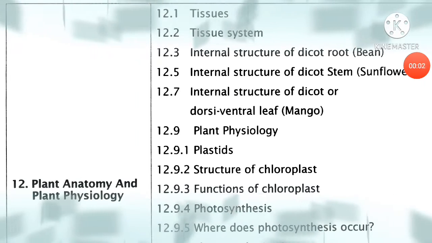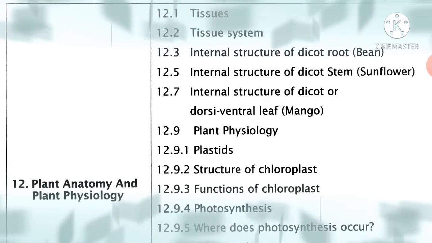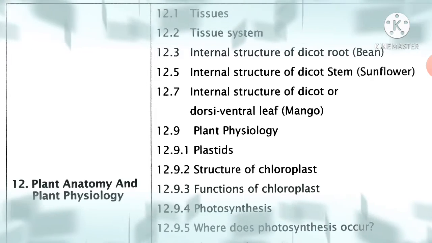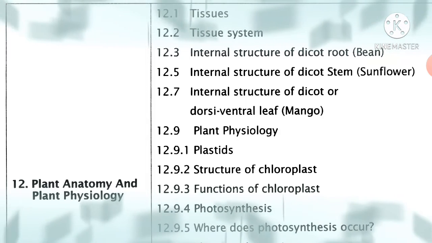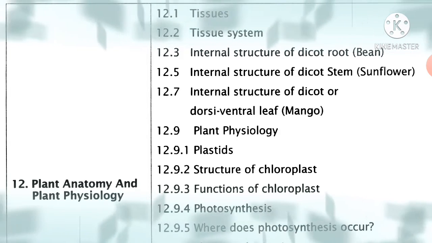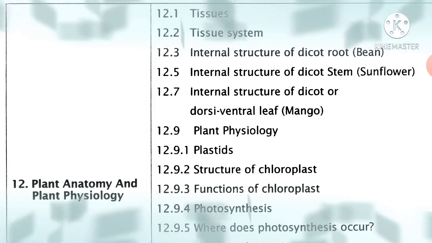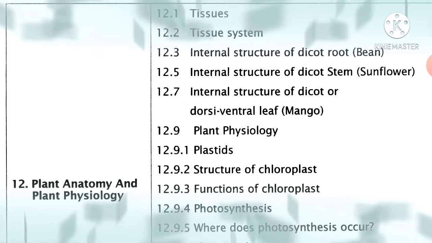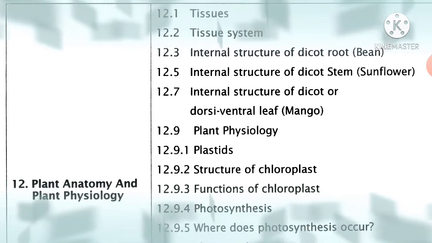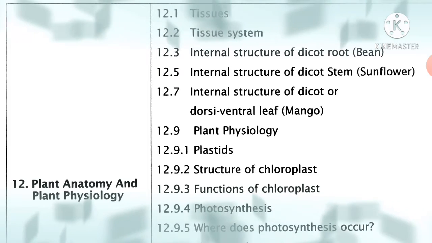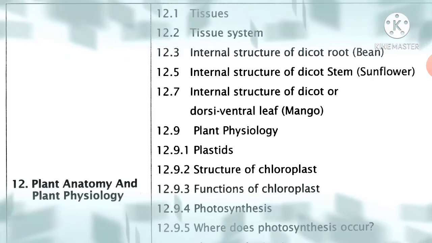Unit 12 Plant anatomy and plant physiology. 12.1 Tissues. 12.2 Tissue system. 12.3 Internal structure of dicot root, bean. 12.5 Internal structure of dicot stem, sunflower. 12.7 Internal structure of dicot or dorsiventral leaf, mango. 12.9 Plant physiology. 12.9.1 Plastids. 12.9.2 Structure of chloroplast. 12.9.3 Functions of chloroplast.